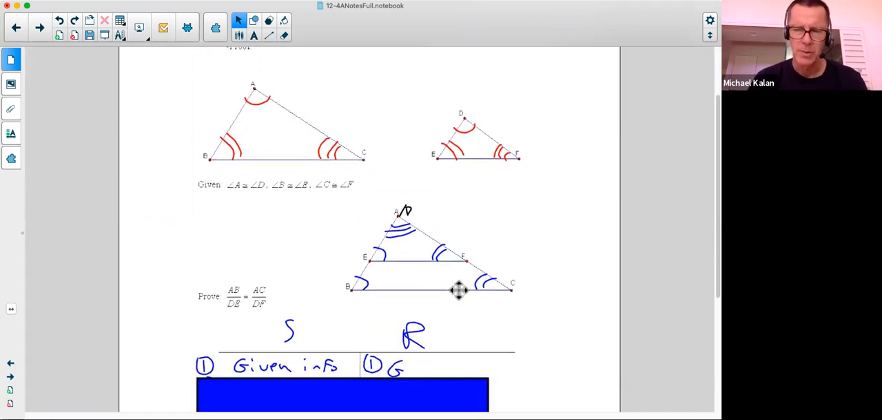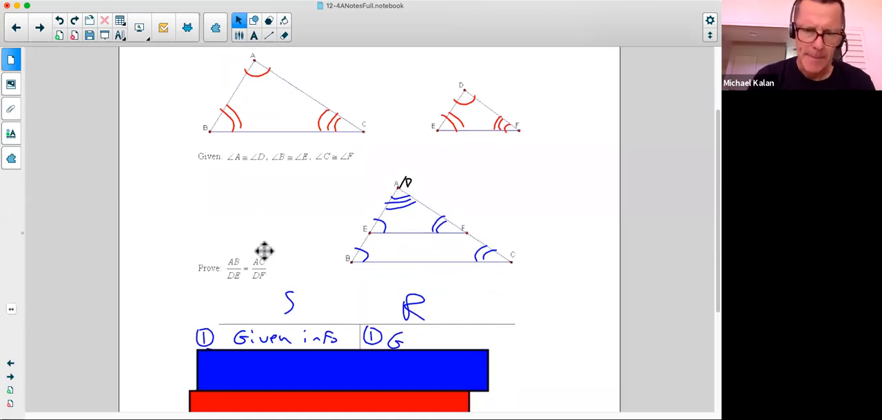And what we need to prove is that AB over DE is equal to AC over DF. Okay. All right, so here we go. I want you to go ahead and see what you can come up with based on what you're given and what we know.